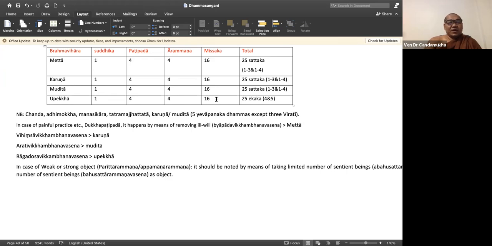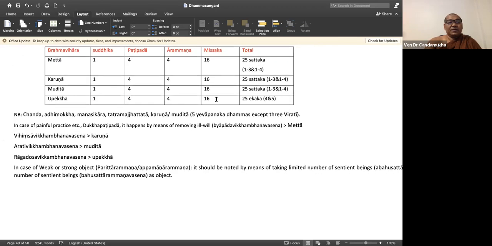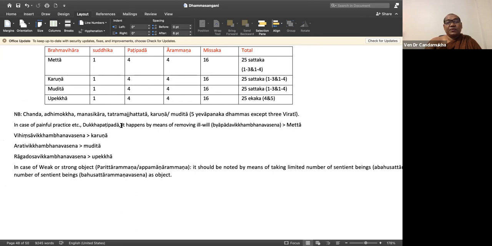So that's why some notes are given here. In the case of painful practice, dukkha patipada, it happens by means of removing ill will. It becomes painful in the case of removing ill will. It's difficult to remove, it takes time to be able to remove ill will. So that is in the practice of Metta.